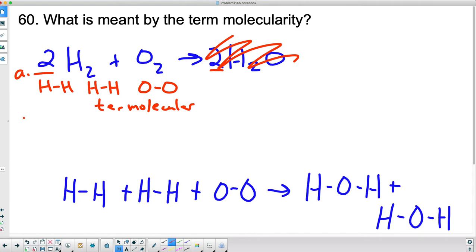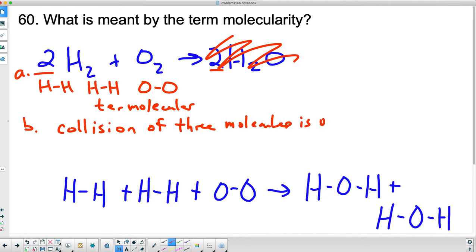Okay, so why is termolecular so rare? Well, when you have 3 molecules, they all have to hit each other, collide. Collision of 3 molecules is just very difficult, and having 2 molecules collide and be oriented in a way where the bonds break and reform is tough enough, and to have 3 do it is almost impossible. So collision of 3 molecules is very difficult.